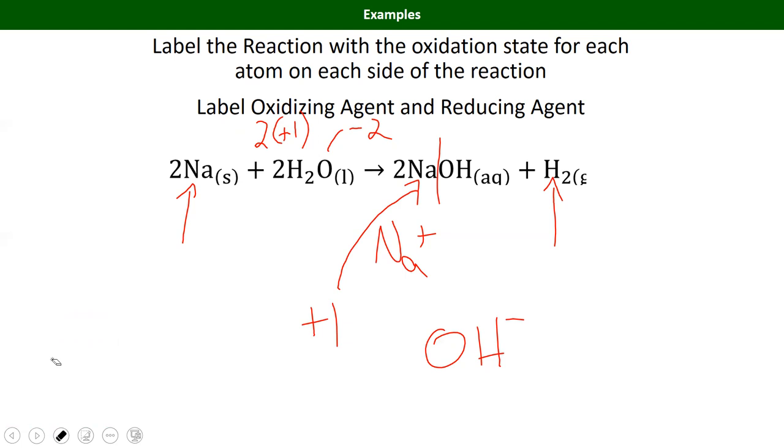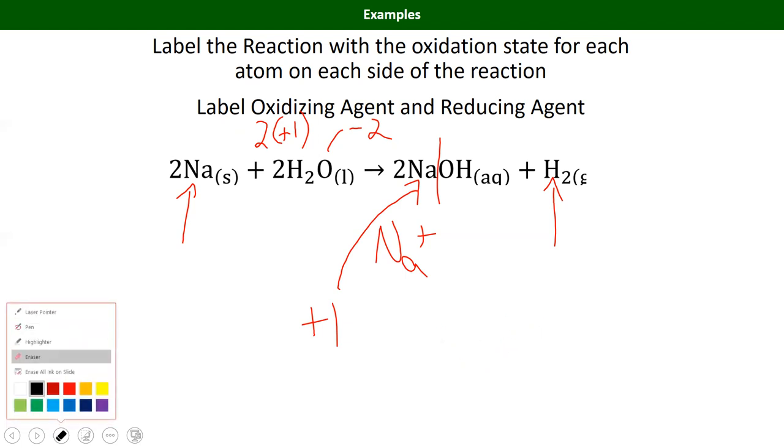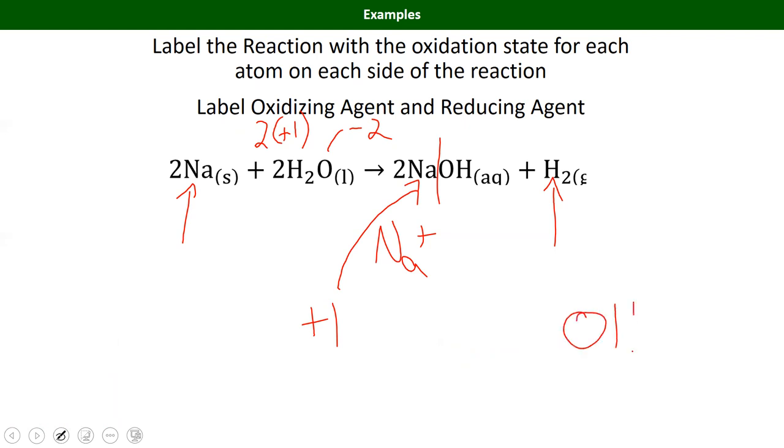So what's the oxidation state for the oxygen in hydroxide? The whole thing is a minus one. Oxygen would like to be minus two, right? And if oxygen's a minus two, what does the hydrogen have to be to make it add up to a total of negative one? Plus one.